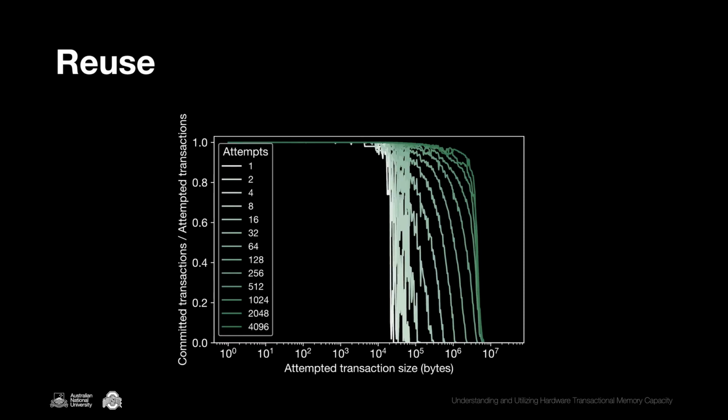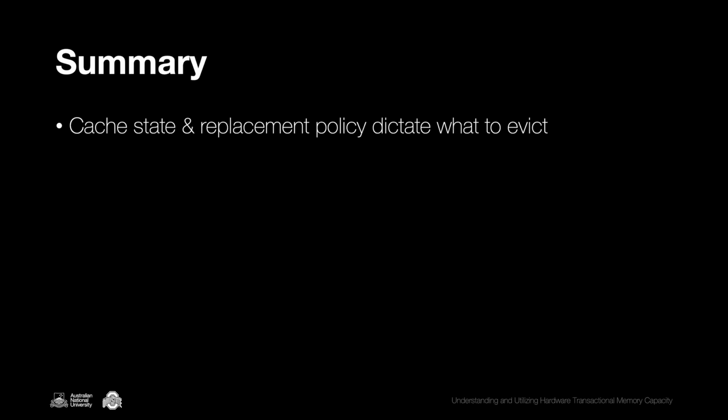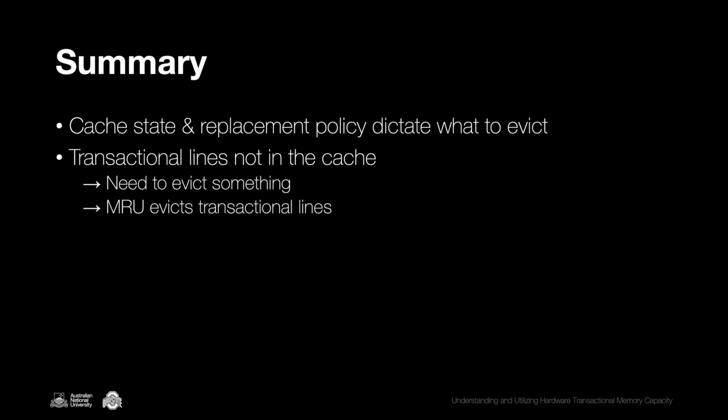Each curve here shows how the fraction of committing transactions changes with the number of reuses. The darker the curve is, the more the reuses are. As you can see, the more you reuse, the larger the read capacity gets, until it converges to roughly 0.76 LOC size. To summarize, the cache state and the cache replacement policy dictate what to evict upon a cache miss. As a result, if transactional lines are not already in the cache, and if the MRU replacement policy is used, transactional lines will be evicted before accessing full LOC capacity.